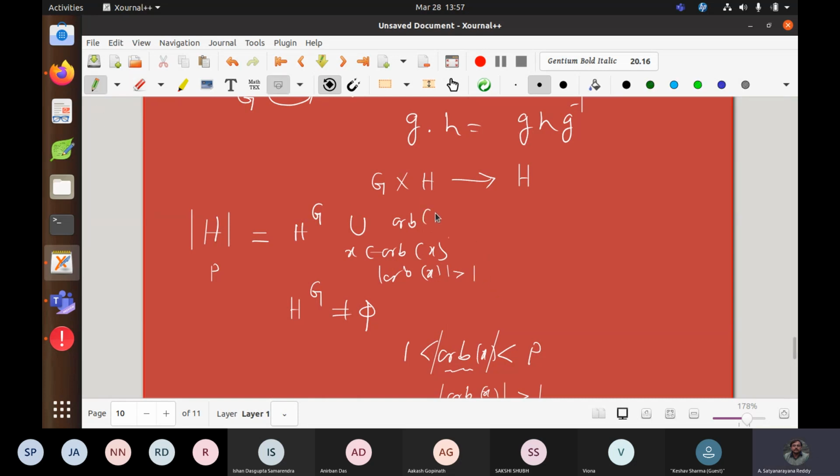The orbit part is not there, so every element is fixed by G. Every element fixed by G means GHG inverse equals H, that is, GH equals HG for every G. So H commutes with every element. That means every element of H is in the center of the group. H is a subset of the center.